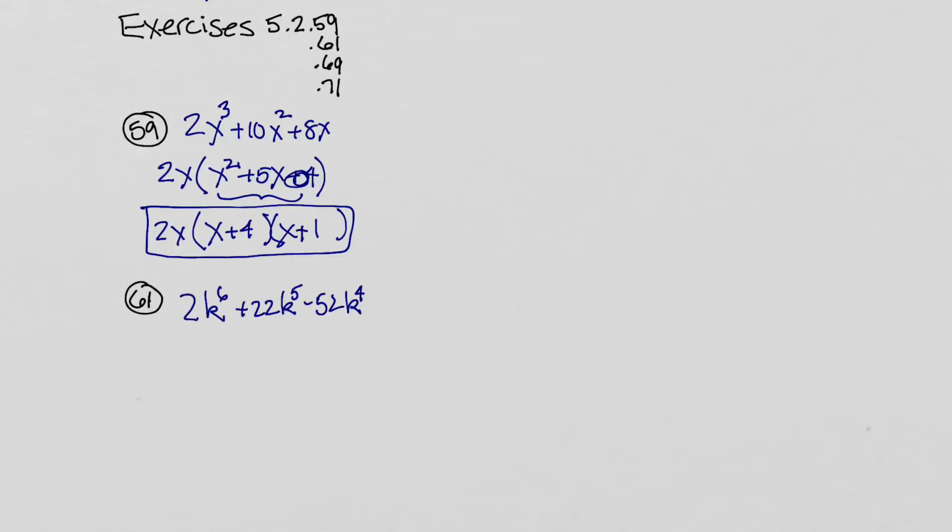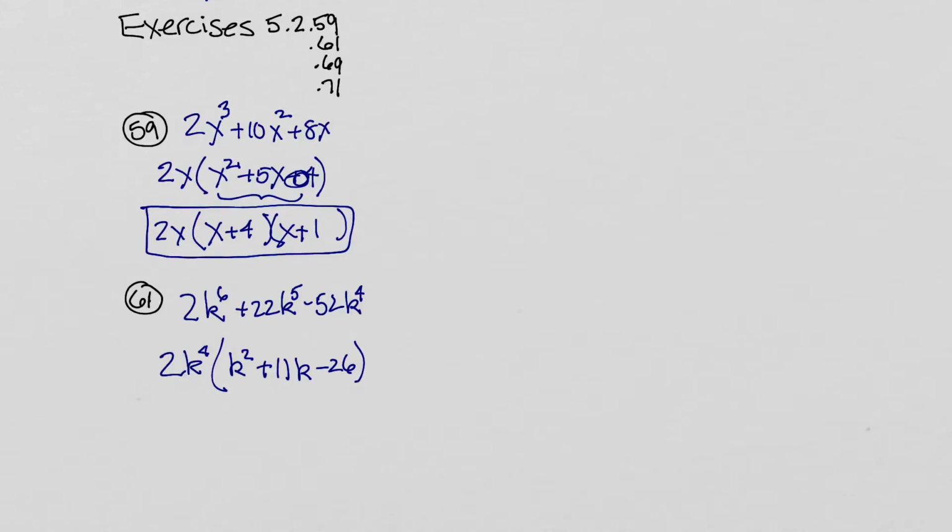Now we notice in 61, as in 59, right? In 59 we had something common all the way through. We have something common all the way through here. There's a 2 common, so let's take a 2 out. And look at these k's. We've got 6 of them here, 5 here, and 4 here. There's at least 4 k's in each one of these terms. Remember, the one you factor out is always the one with the smallest exponent. So we're going to take out a 2k to the 4th. And we're left with k squared plus 11k minus 26.